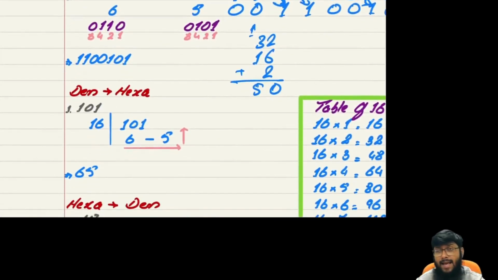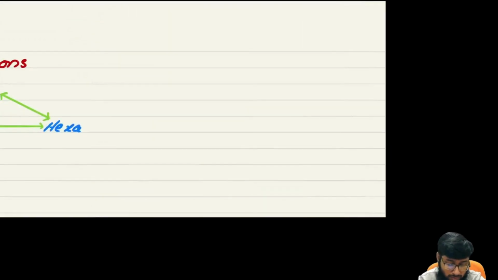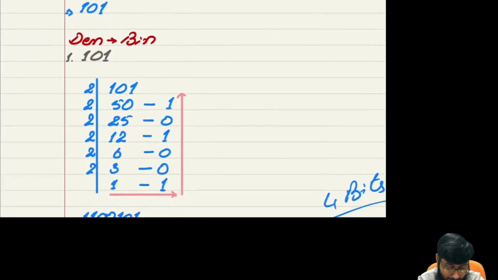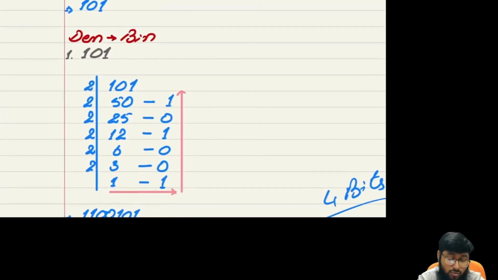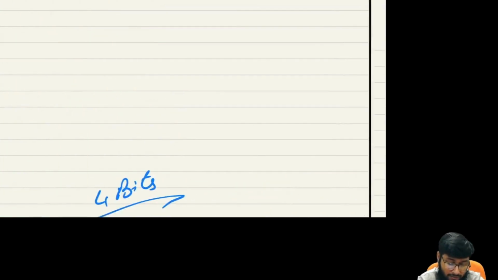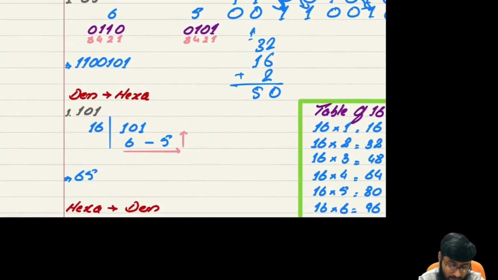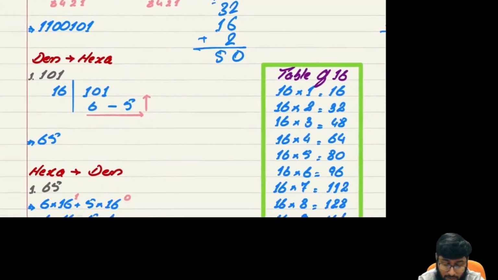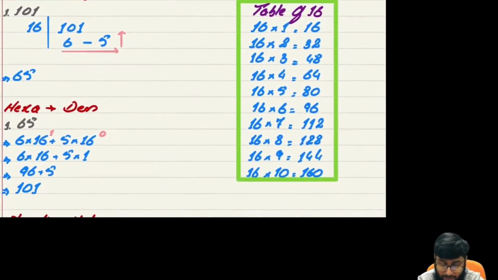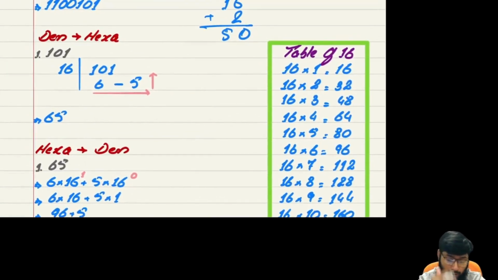Coming to denary to hexa. For denary to hexa, again I took a similar denary number, that is 101. Before, we were converting from denary to binary, so we were taking division by 2. Now if I need to convert denary to hexa, I will be dividing by 16. For your ease, in my notes I have written the 16 table, because usually students are not aware of the 16 table. That's the reason I have mentioned it here.